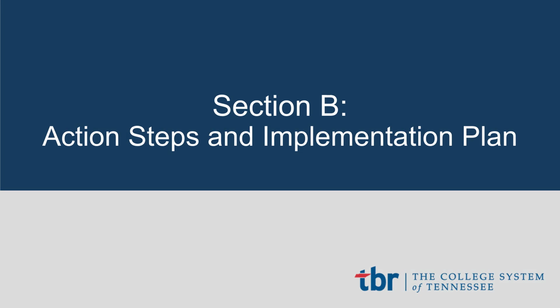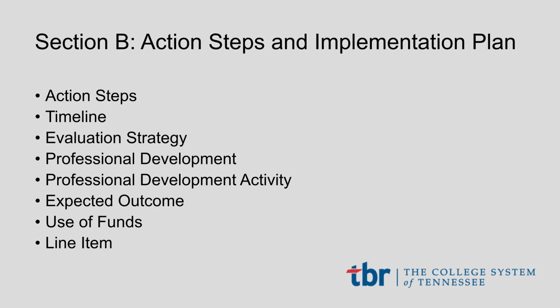Section B, Action Steps and Implementation Plan. Within Section B, Action Steps and Implementation Plan, the following items must be included: at least one action step, timeline, evaluation strategy, professional development activity, expected outcome, use of funds, and line item. Now we'll take a closer look at each item.